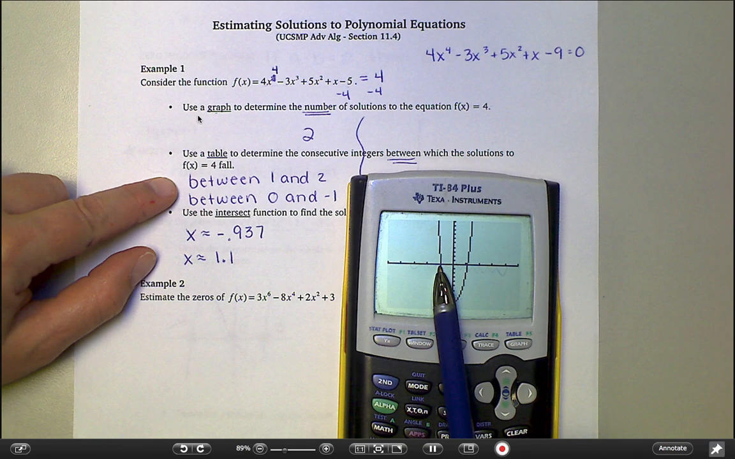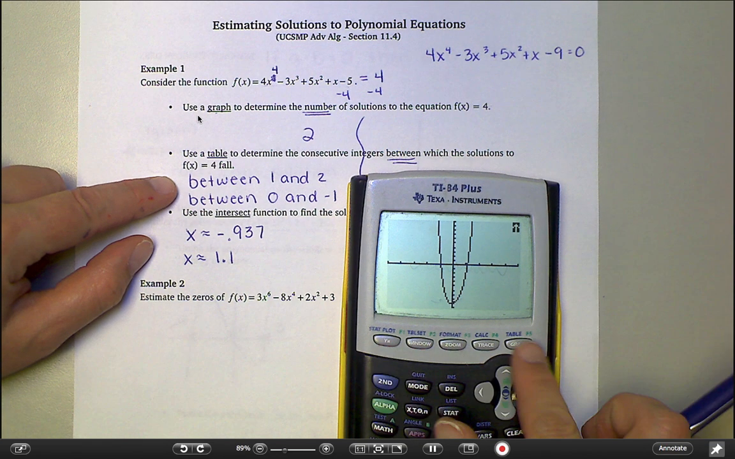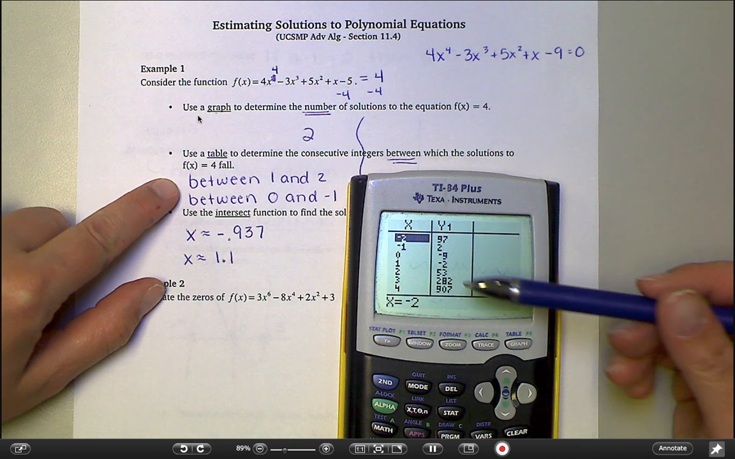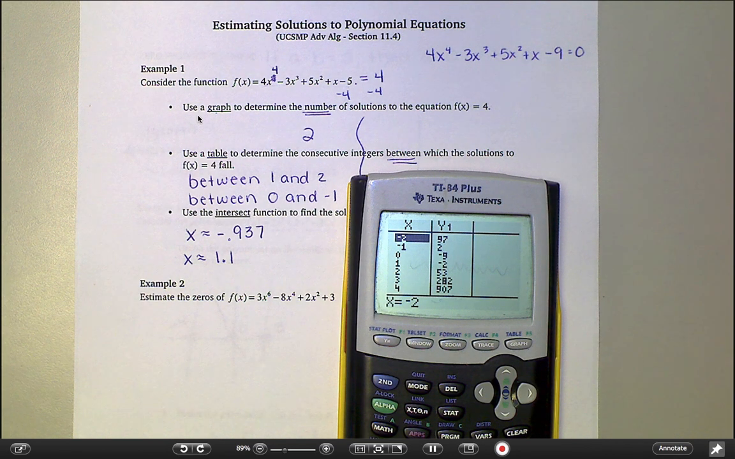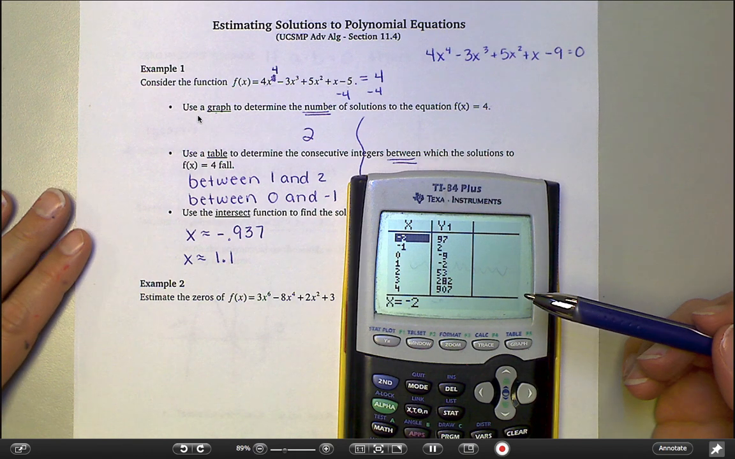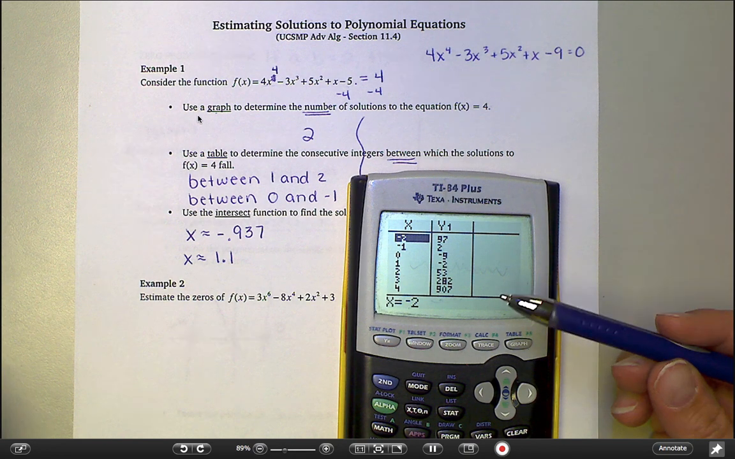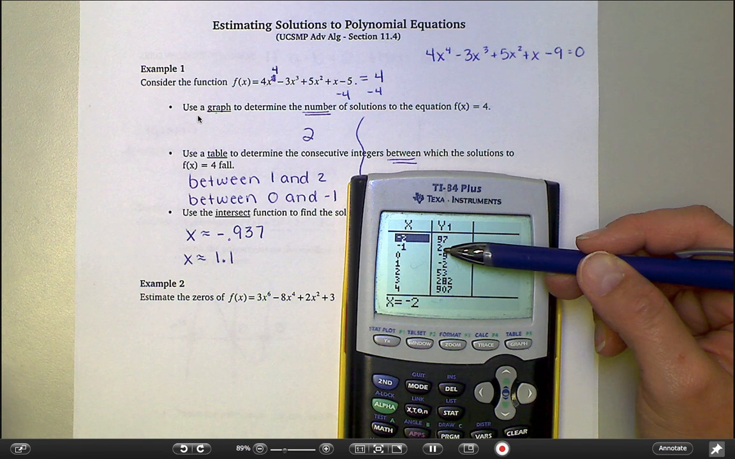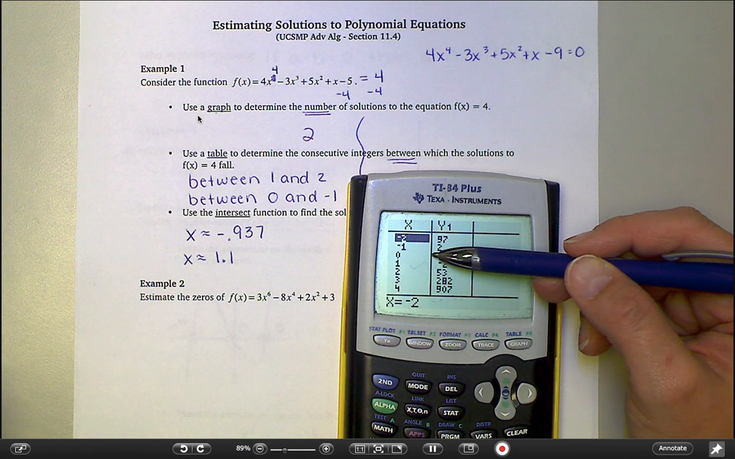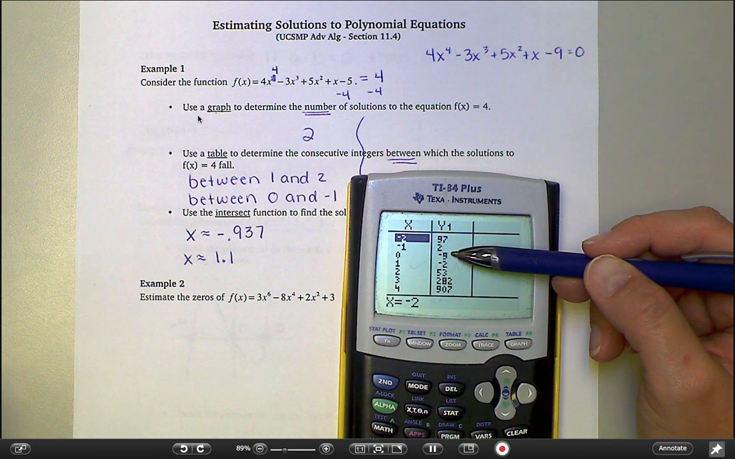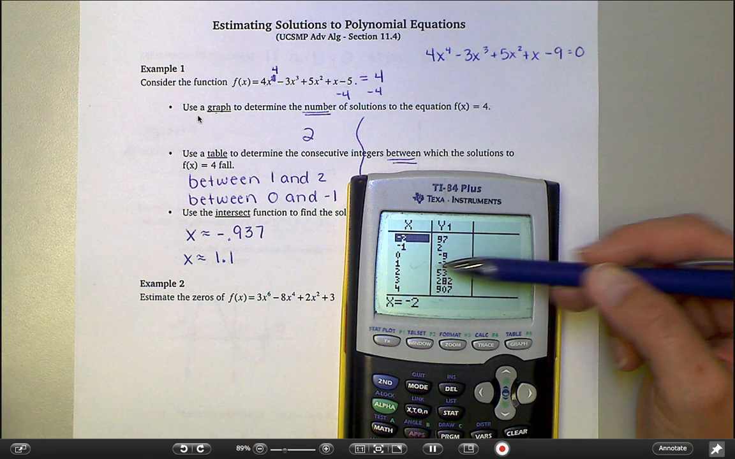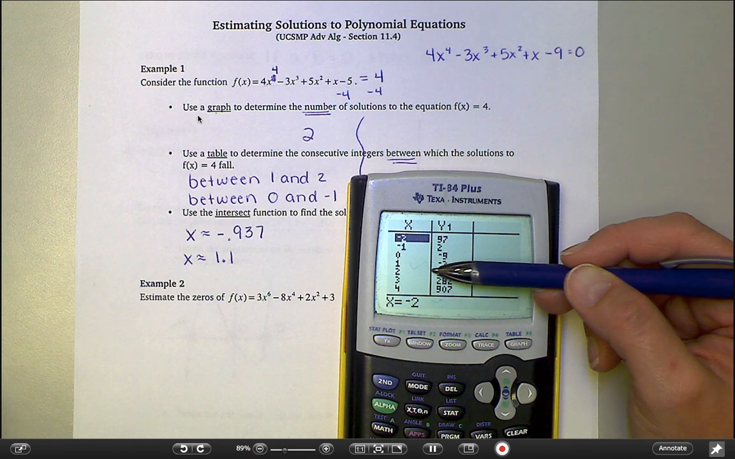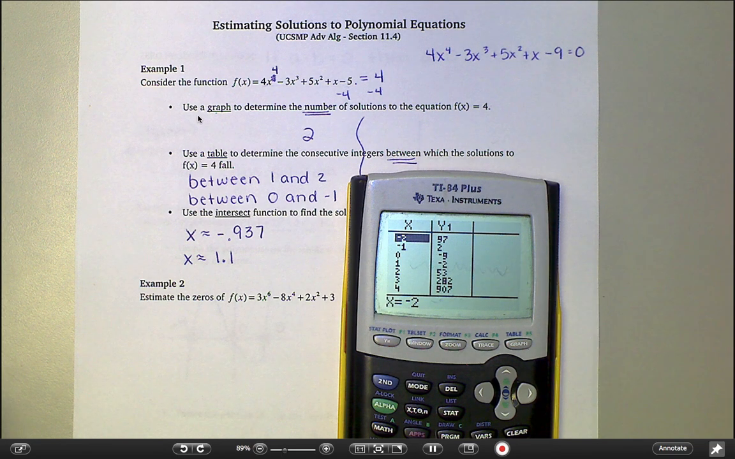I could still use my table, except this time in my table what I'd be looking for is where I cross from positive to negative? Because crossing from positive to negative means that I pass 0, okay? So like again, between 0 and negative 1, you'll see I went from positive 2 down to negative 9. So I must have a 0 in between there. And then between 1 and 2, I jumped from negative 2 to 53. So I must have crossed 0 in between there too.